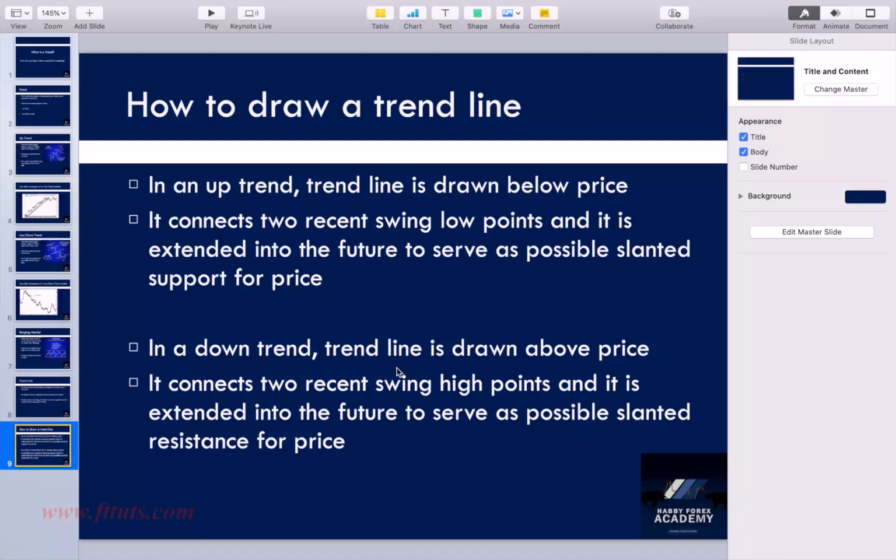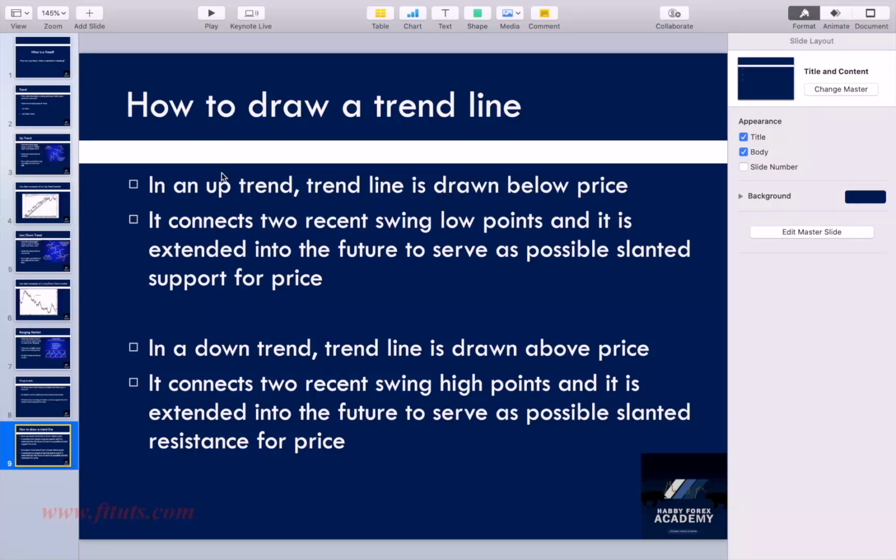While in a downtrend market, the trend line is drawn above prices. That means the trend line has to be above the price. Why? For uptrend markets, the trend line has to be below the price, below the candles, extended into the future to serve as possible slanted support and resistance for price.